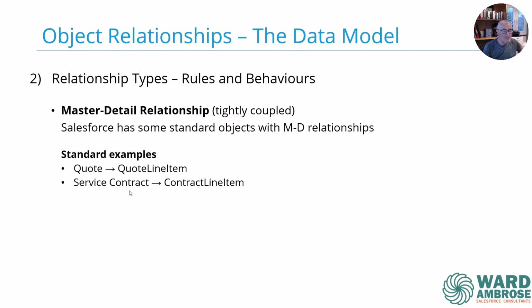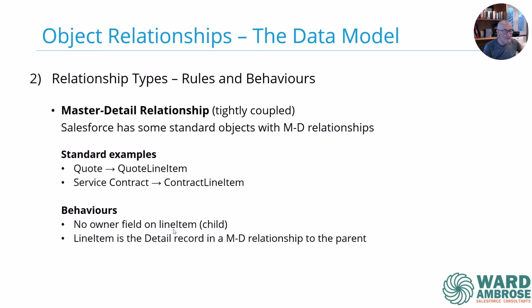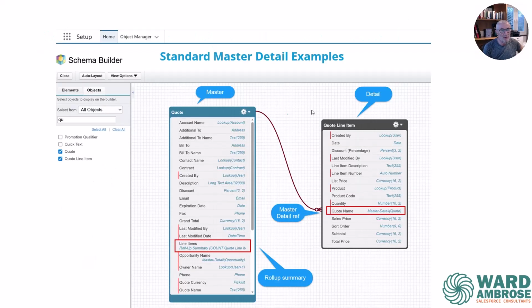The behaviors: no owner field on the line item. The line item is a detail record in a master detail relationship to the parent. Sharing is inherited. Cascade delete is enforced. We can see it here in Schema Builder. The master is the quote. Note that there are roll-up summaries on the master side, and here on the detail side, there is the field that affects the master detail relationship to the quote, which is the quote name.